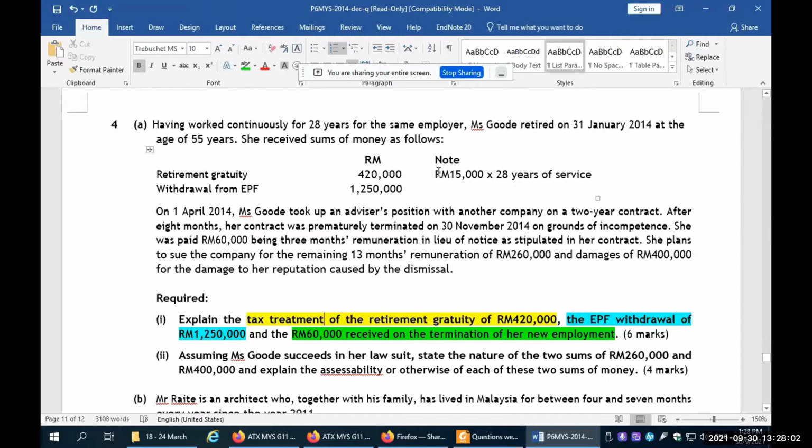Okay. Now, we are looking at this 28 years. So I've met one of the requirements. Remember, I'm trying to get him exempted. 55, I met another one, more than 10 years, 55 years old in the same company. So this gratuity will be exempted. So your job is to just mention it is exempted with the reasons.